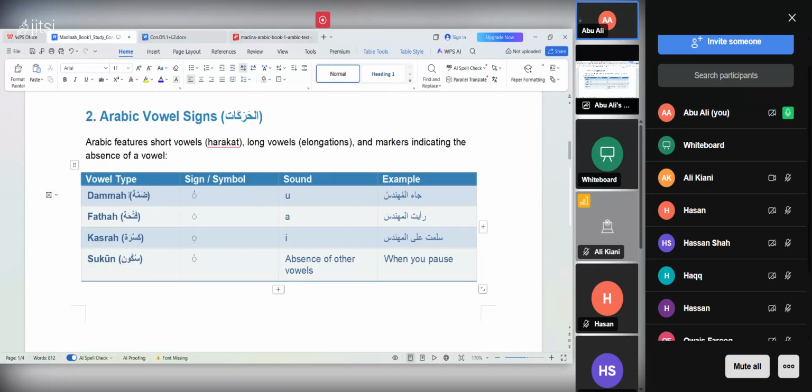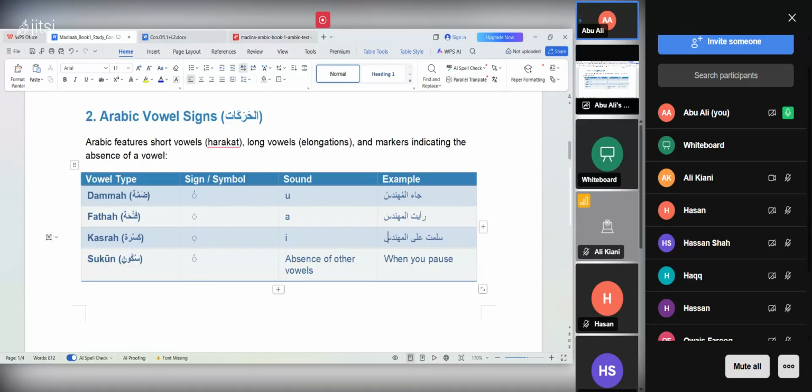We have the dhamma, which we have already taken, muhandis. We have the fatha. Notice how, جاء المهندس, رأيت المهندسة. Why did muhandisu become muhandisa? Because its end has this symbol above, the fatha, pronounced as a. And then there is the kasra. سلمت على المهندس. You see, it changed again. It became muhandisi, instead of muhandisu or muhandisa, because now it has a kasra.